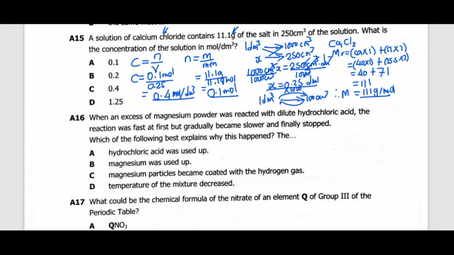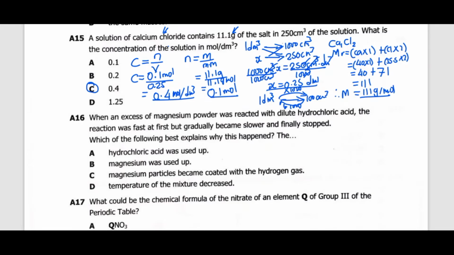Then the opposite is also true for converting from cubic centimeters to decimeters. So the key pattern here is, if you have been given volume in cubic centimeters and you want to have it in cubic decimeters, just divide by 1000. Then our final answer, we know it's 0.4. Then we move on to question 16.